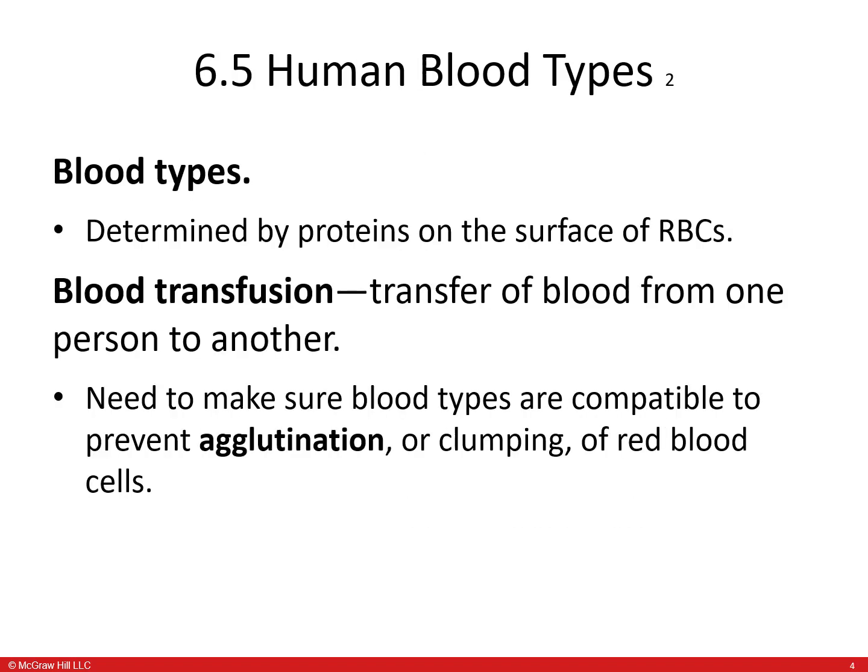For example, blood type A, B, AB, and O, and the blood type is determined by the proteins that are found on the surface of the red blood cells. So blood transfusion is a transfer of blood from one person to another, and it is extremely important to make sure that the blood types are compatible. Otherwise, you're going to have agglutination, or clumping of the red blood cells, and this can be fatal to the patient.